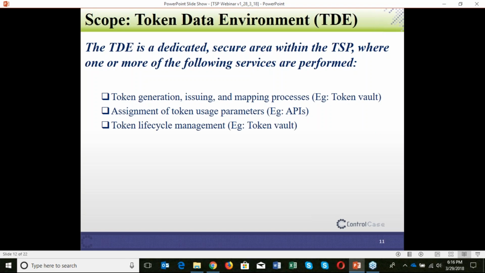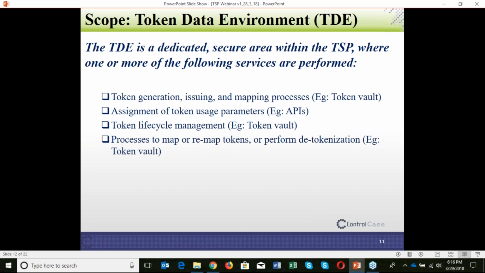And the token vault also manages the life cycle. As we said, life cycle also means that a token, unlike a PAN, has a life period, which means it may expire in hours or maybe days or weeks and so on. This is typically because of the business process within the TSP or the entity. And this is mainly done in the token vault.